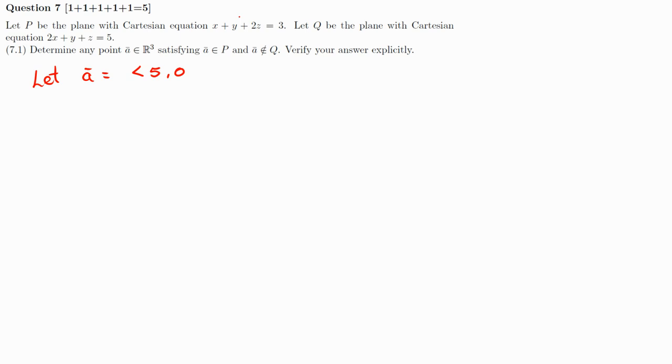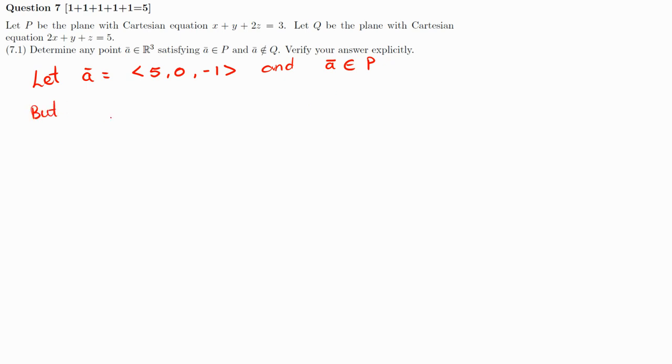Let's make sure it works for P, definitely. So if I say the X component is 5, this is 0, what should Z be then? This is 5, this is 0. So our Z component would be 3 minus 5 divided by 2, which is minus 1. So this works for P. And we know that A is an element of P.